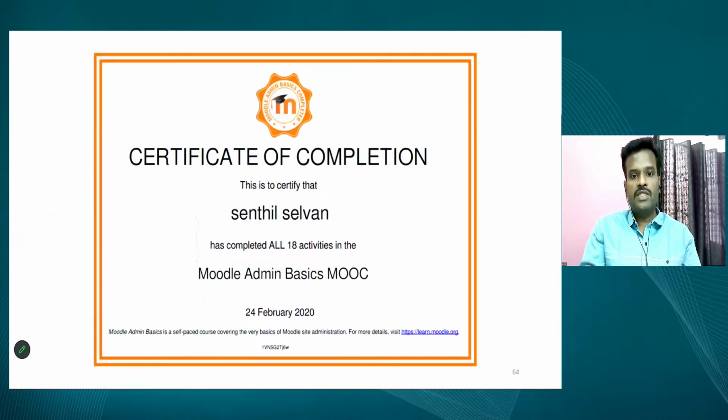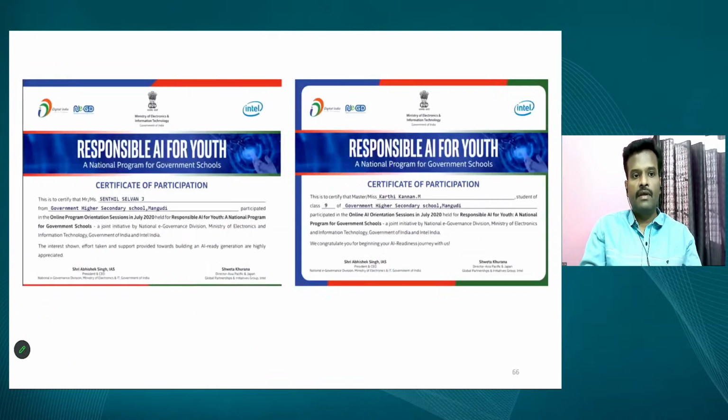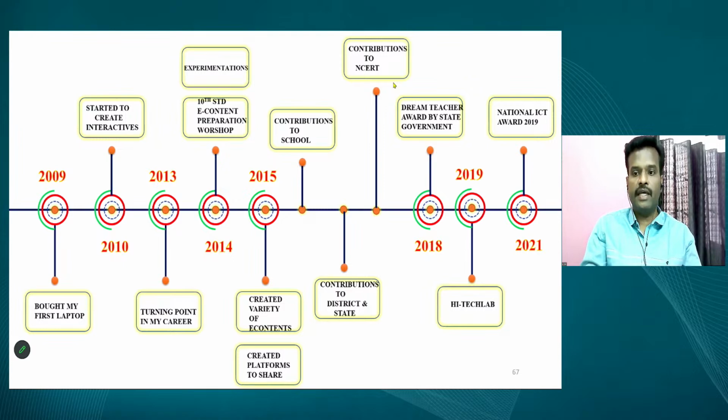I also attended various courses, such as how to create Moodle courses, and various courses from the DIKSHA and SWAYAM portals. Also various programs conducted by the Ministry of Electronics and Information Technology like Responsible AI for Youth. This is a certificate for me and for my students. So in 2021, I got the National ICT Award for the year 2019. Two years later, I got the award. This is the picture.